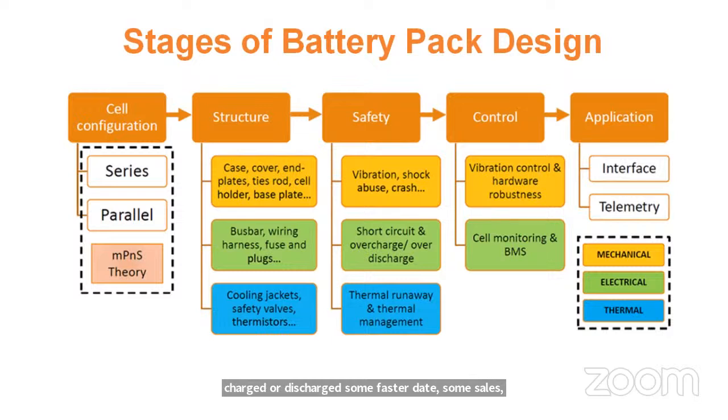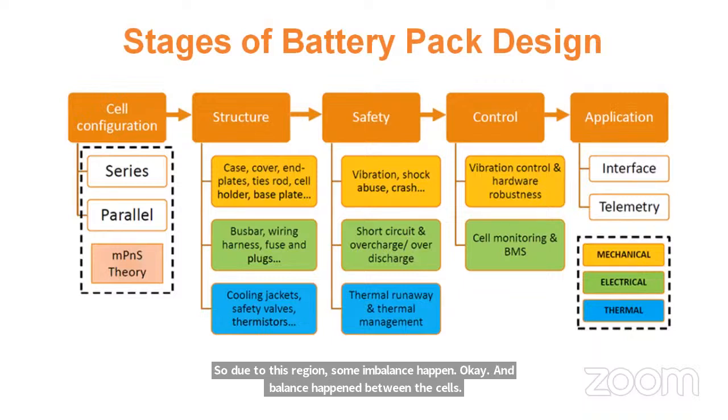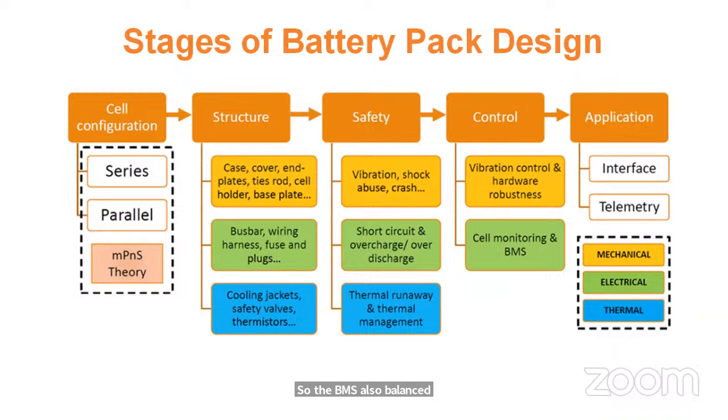Some cells could be charged and discharged at a lower rate. Due to this, some imbalance happens between the cells, so the BMS also balances those cells. There are two types of battery management system: one is the active balancing battery management system, and the other is the passive balancing battery management system.